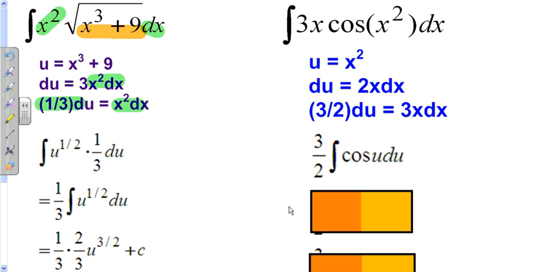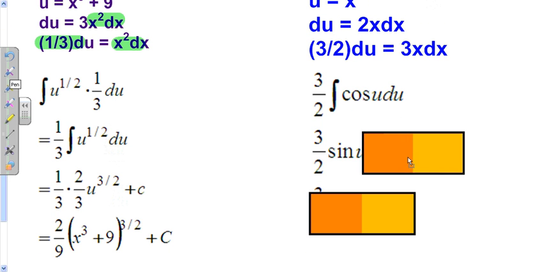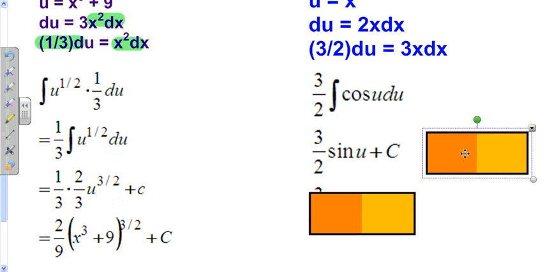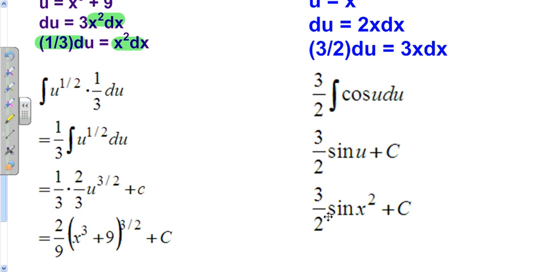And now, you know when we integrate cosine, we end up getting sine. So it's going to be sine of u with our 3 halves in front plus c. Substitute in, and then we're done.